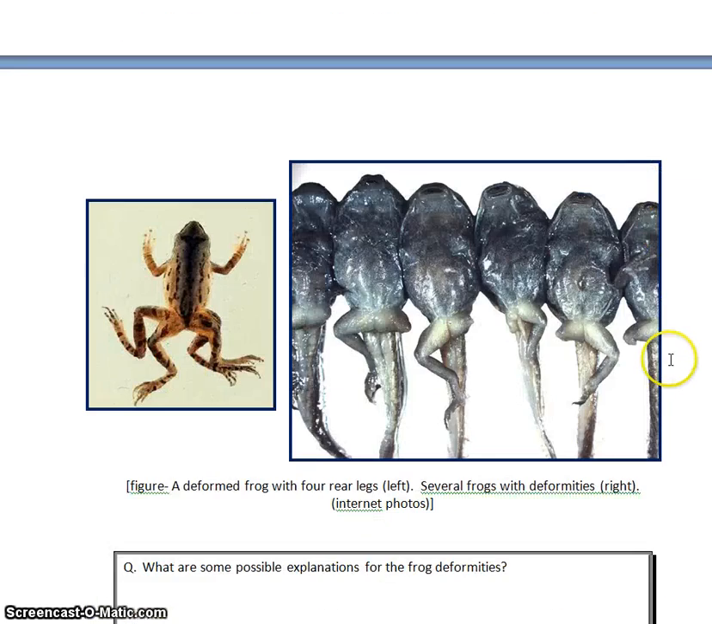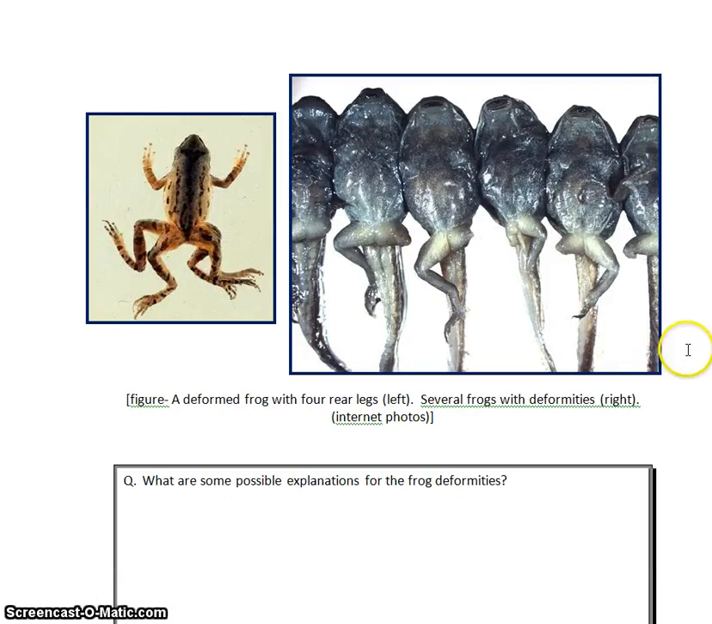Now, in the mid-90s, some curious frogs were being discovered in ponds, different locations across the country. Here we see a frog with multiple legs. Other frogs were missing rear legs. And there were enough of these abnormal frogs to get people wondering what was going on. So researchers started to investigate.